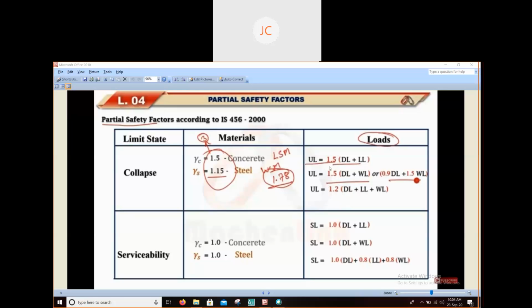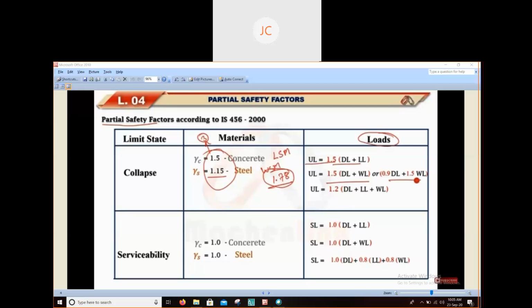Next, these things are given in your IS code. No need to remember these things, only these two things you have to remember. For exam point of view, if you can remember these things, then it will be very much good for you. But for practice, no need to remember this.